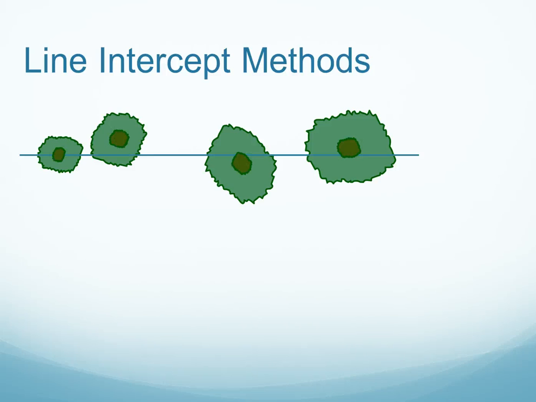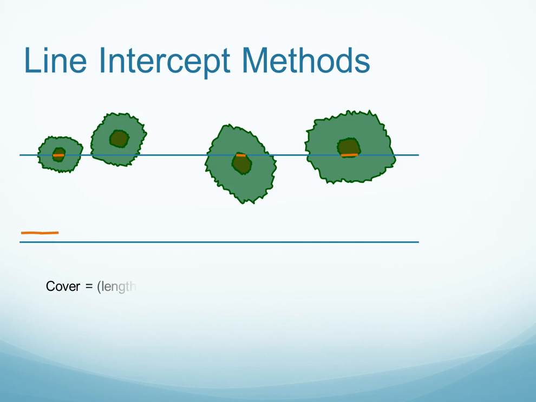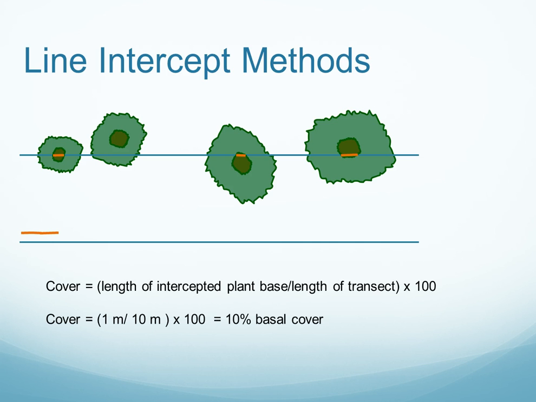Now let's look at how this applies to basal cover. In this case, again, we have the orange intercept. We can see that in the case of this second plant here, even though the canopy is intercepted, the base of the plant is not, and so it's not counted. We only estimate the length of the intercept of the basal cover. Again, we combine the length of the intercepted plant base, divide that by the length of the transect, and that equals 10% basal cover.